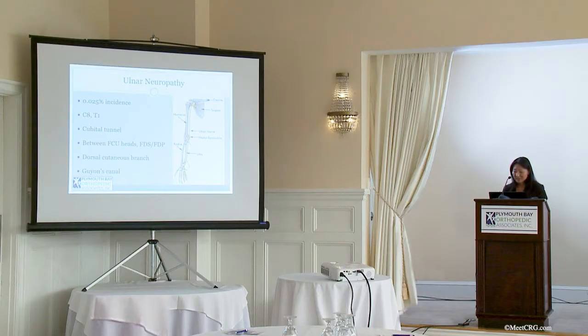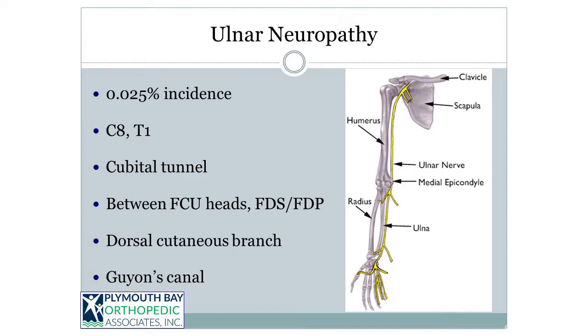So moving on to ulnar neuropathy, this has a slightly increased incidence at 0.025%. The ulnar nerve is a continuation of C8 and T1 from the neck, and that also goes into the brachial plexus and is a continuation of the medial cord. The ulnar nerve then travels down the arm and goes into the cubital tunnel. So the cubital tunnel is the area that we described in the medial part of your elbow, and this is the space between your medial epicondyle and your olecranon.